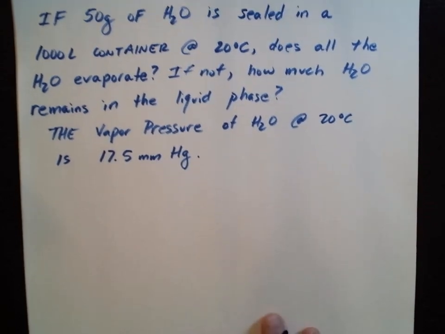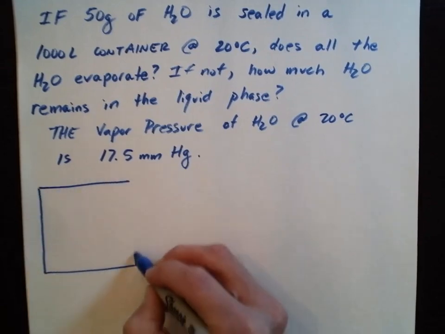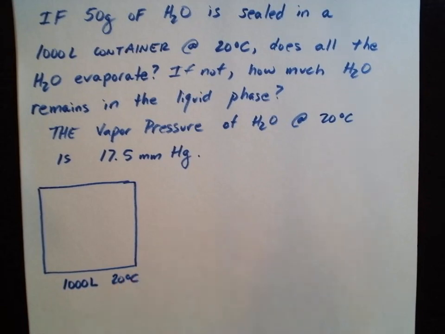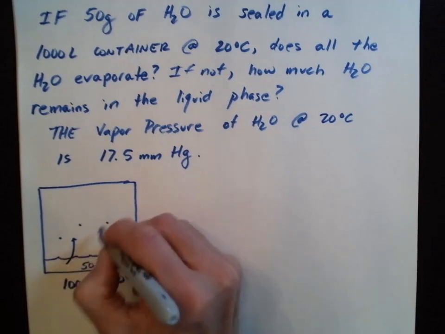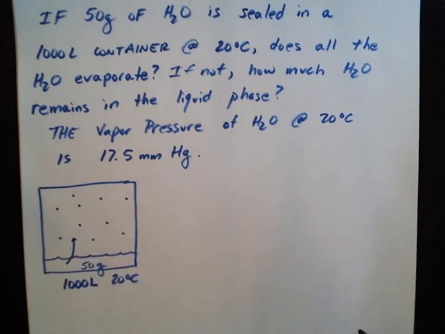Let's try to picture this a little bit. I've got a sealed container. We know its volume, which is 1,000 liters. We know we're at 20 degrees Celsius. And we know we have some liquid in here, 50 grams of liquid water. And since it's sealed, we know some of that water is going to evaporate and enter the gas phase. Well, does all of it evaporate or just a portion of it? And how can we figure this out?